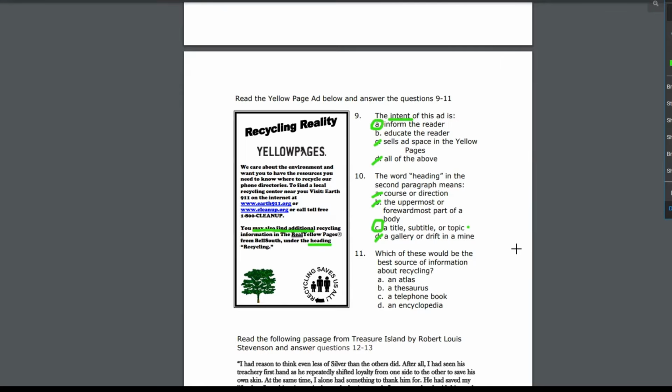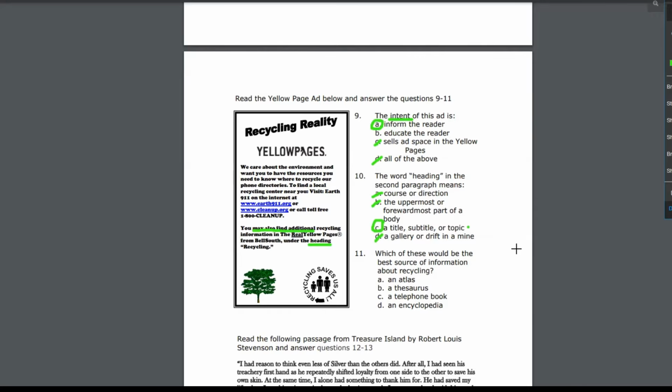All right, number 11 says, which of these would be the best source of information about recycling? So with this type of question, you have to know the difference between all four of those particular situations. If you guys want to make note, an atlas is used to house maps and charts. So if somebody is looking to go somewhere or looking at routes, or even old world maps when people used to use boats and all, that was their primary form of travel, that's what an atlas is going to be used for. So again, an atlas includes maps and charts.